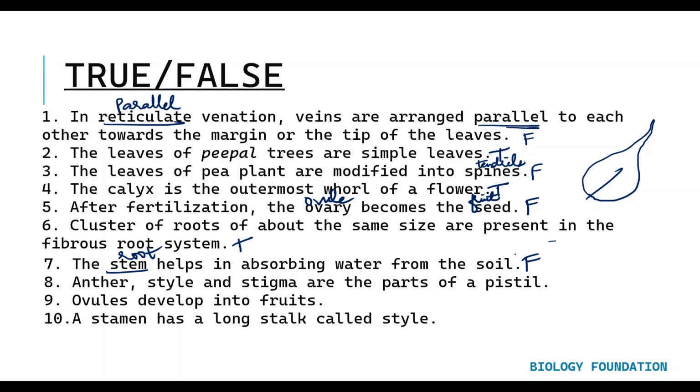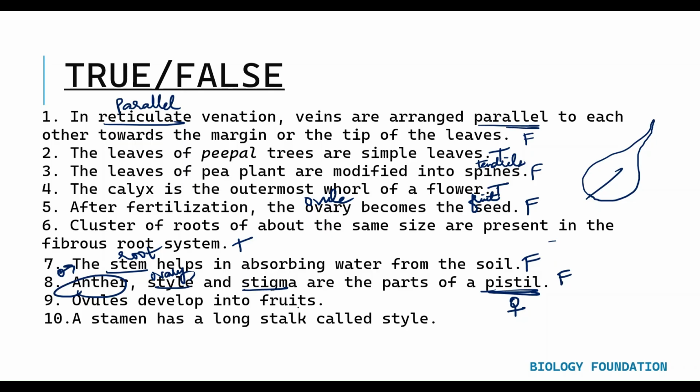Anther, style, and stigma are parts of a pistil. Pistil is the female reproductive part. How come male reproductive part came here? So statement is false. And what are the parts of pistil? Ovary, style, and stigma. Right?